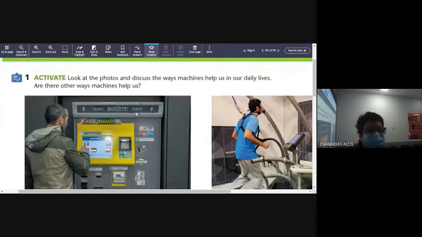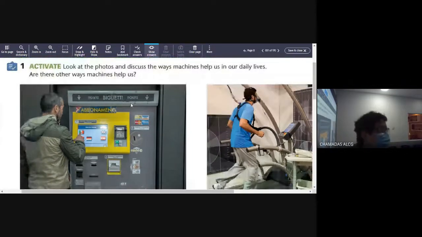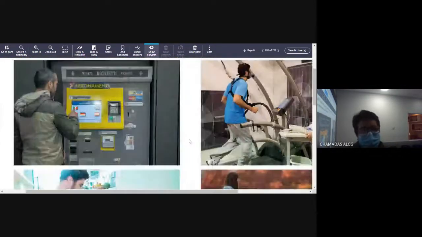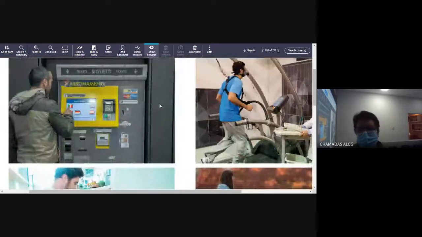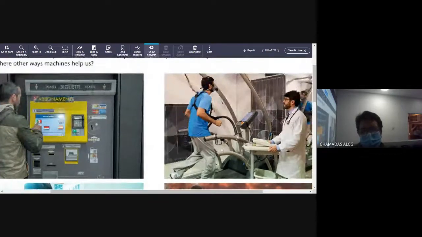Are there other ways machines help us? Take a look here. What kind of machine is this? ATM. Yes, ATM. And this one here?